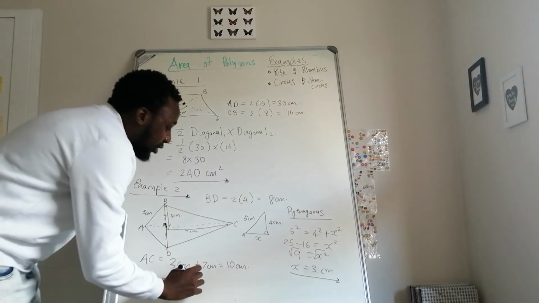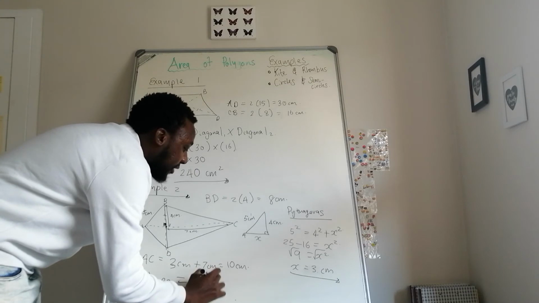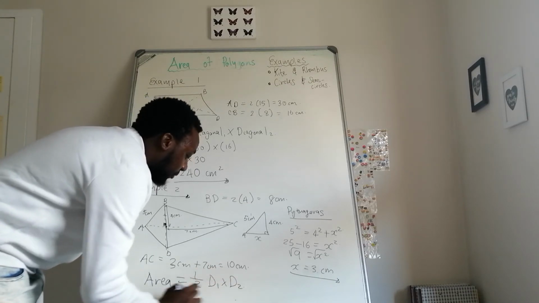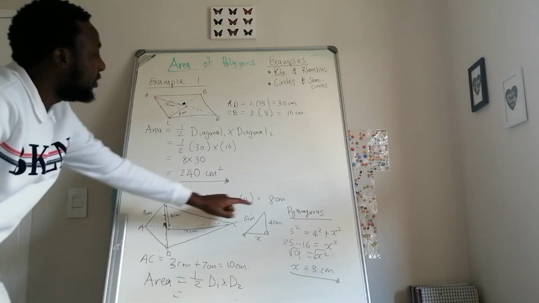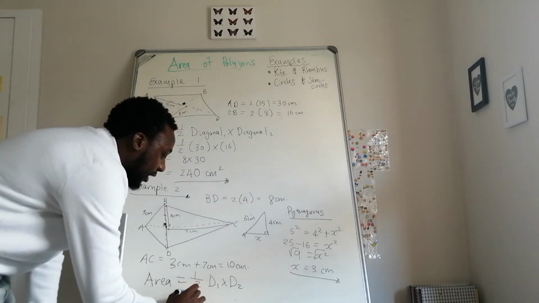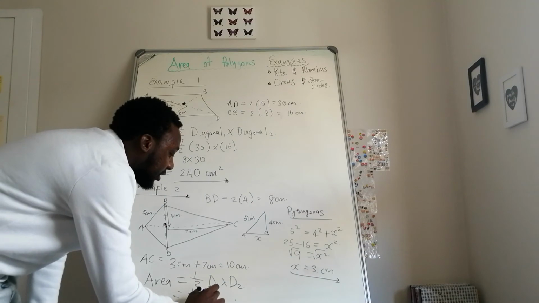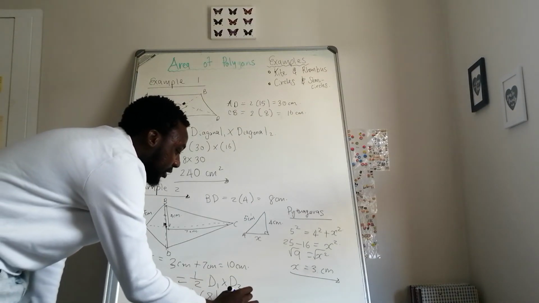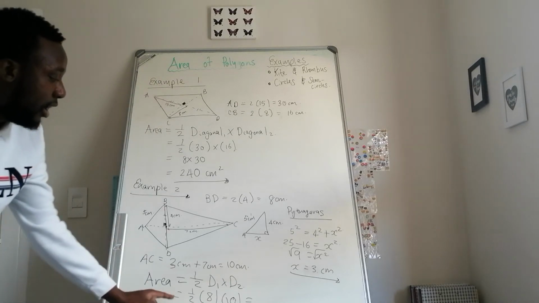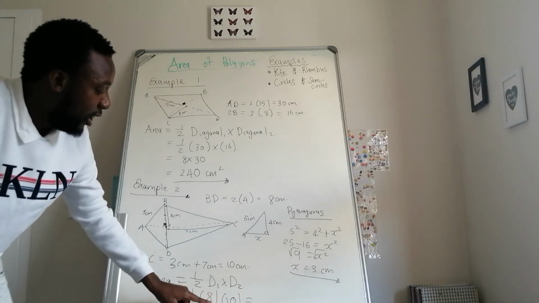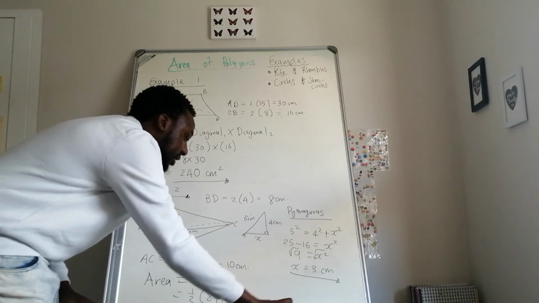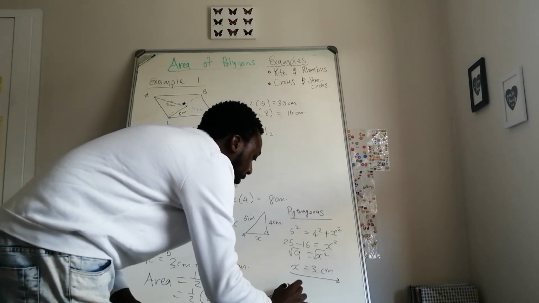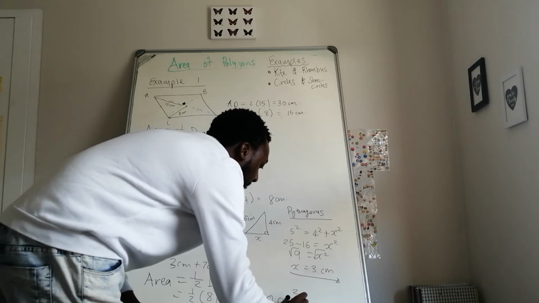And so the area will be equal to half of diagonal 1 multiplied by diagonal 2. Diagonal 1, you can call that, half of 8 centimeters multiplied by 10 centimeters. And half of 10 gives us 5. 5 times 8 gives us 40. So we have 40 centimeters squared.